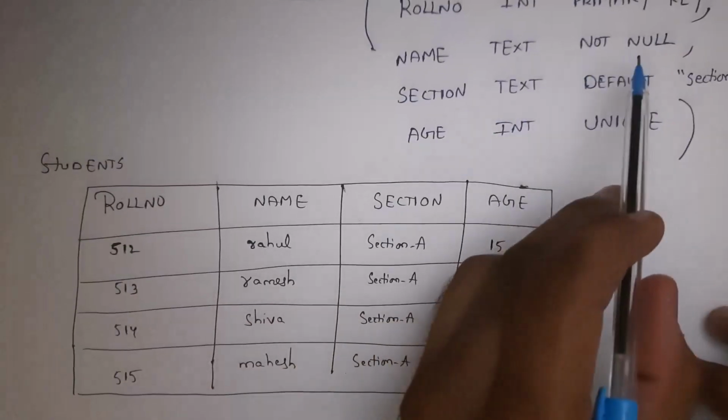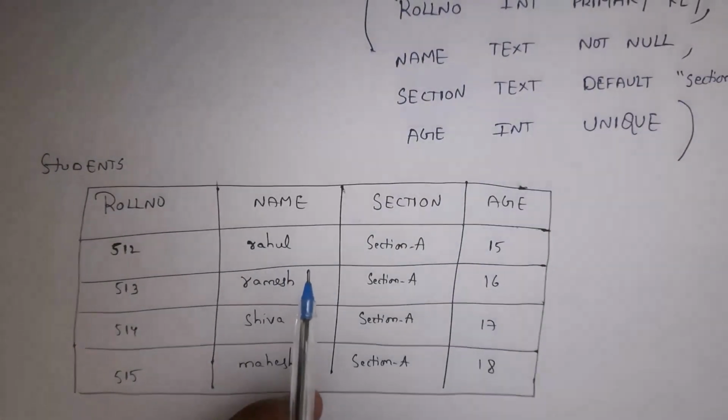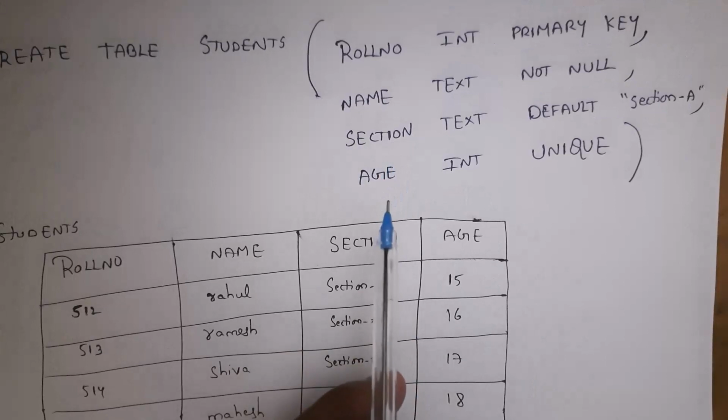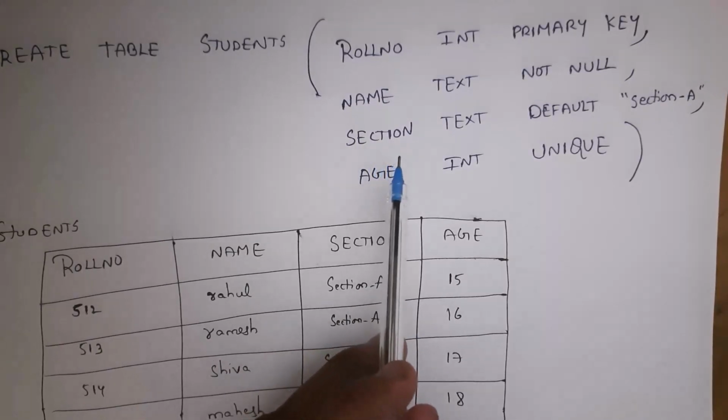But whenever you write NOT NULL here, if you don't write anything, it will not accept. Definitely you need to give your name. Next I want to create another column. That column name is section. And inside section I want to give section A, section B, and so on.